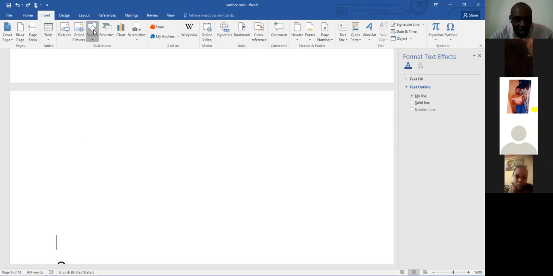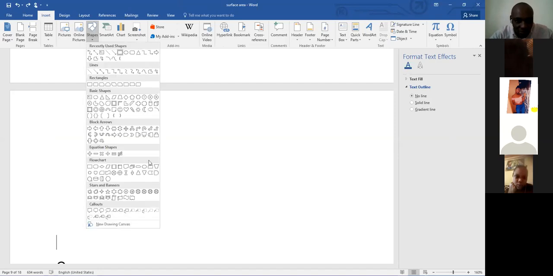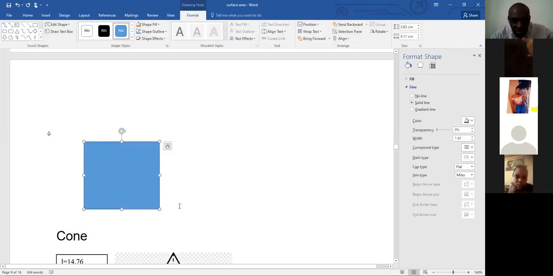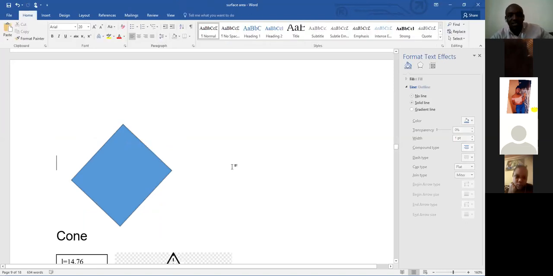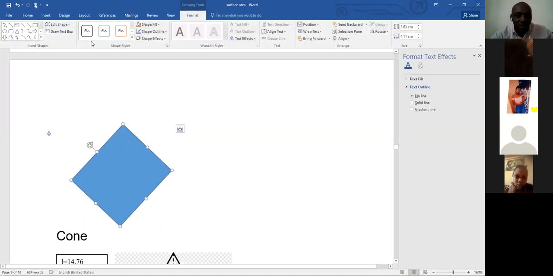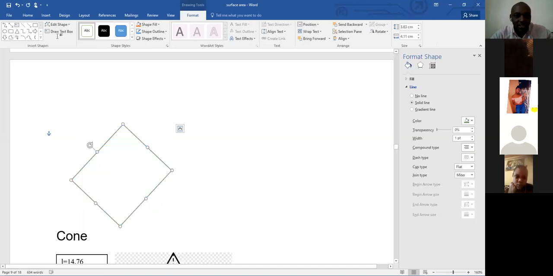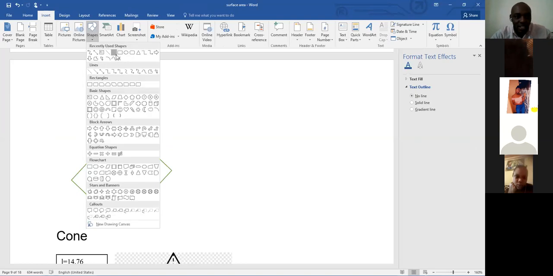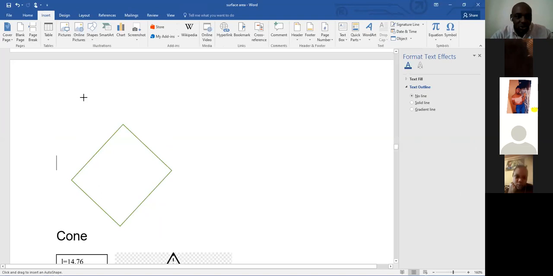So the shape of the base, like this one, I want to draw a square. This is a square, okay? This one is a square here. So what I've drawn here is a square. This square, let me make it like that, yes. And then I'm going to insert the apex and the edges.